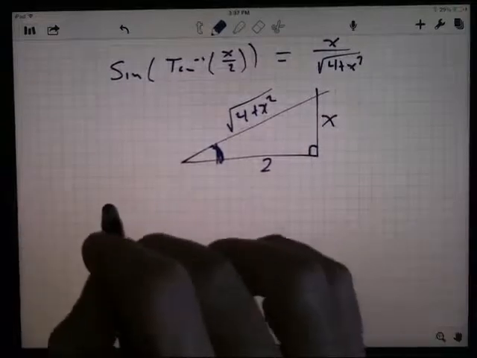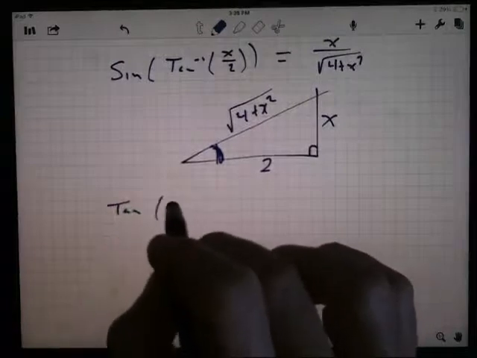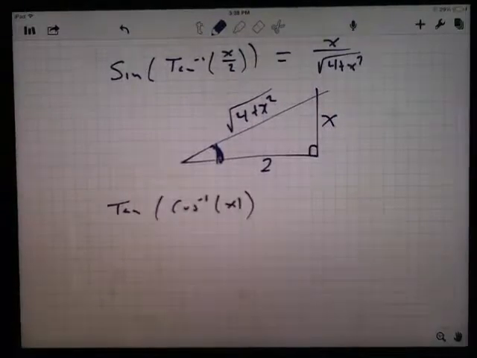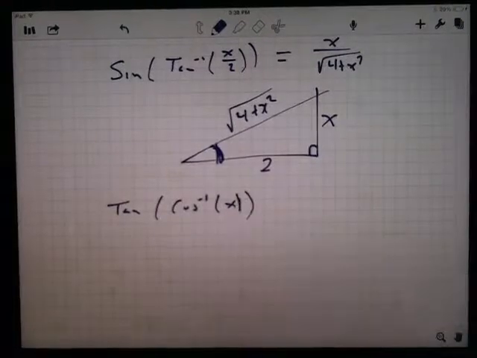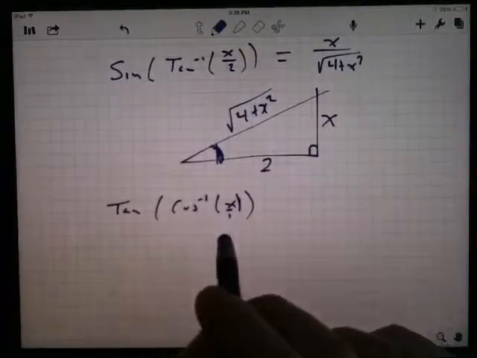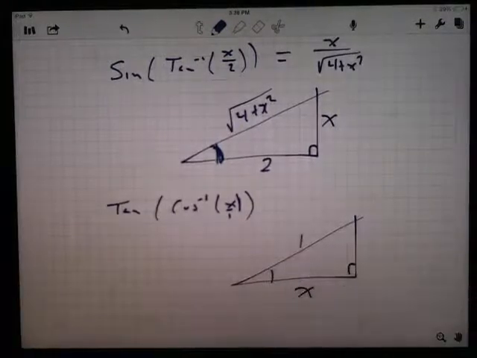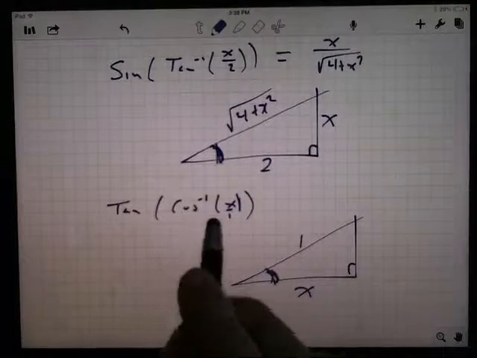How about the tangent of the inverse cosine of x? Now, this looks a little funny just because it doesn't look like a ratio of sides in here. It's just an x. But it's always a ratio because you can think of it as x over 1. So I'm saying I have an angle whose cosine is x over 1. Adjacent divided by hypotenuse, it'll be x over 1. This angle right here is the angle whose cosine is x over 1.